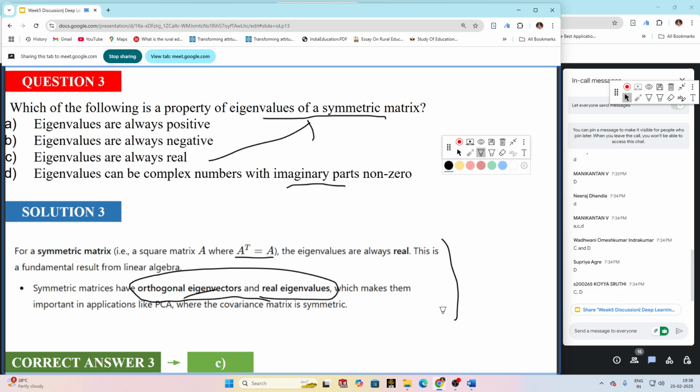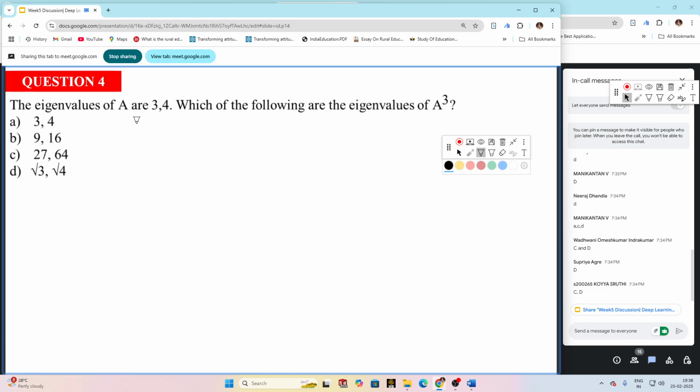Okay. The eigenvalues of A are 3 and 4. Which of the following are eigenvalues of A cube? Again, a question very much related to this eigenvalue concept. So if you have a matrix A and its eigenvalues are 3 and 4, which of the following are eigenvalues of A cube? So C, someone is telling C.